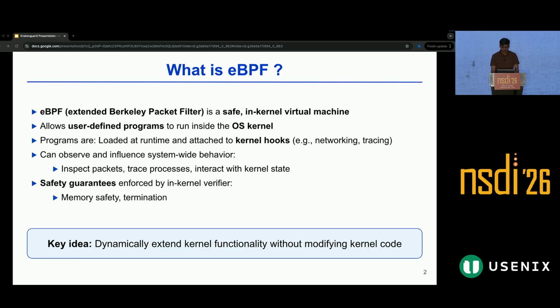So let's talk about eBPF programs first. eBPF is a safe in-kernel virtual machine that allows user-defined programs to run inside the operating system kernel. The programs are loaded at runtime and they are attached to different kernel hooks based on their types and functionality. Once attached, they can observe and influence the system-wide behavior, like they can read and edit the network traffic, they can trace user space processes, etc. In order to ensure safety, eBPF uses an in-kernel verifier that checks programs for memory safety and guaranteed termination.